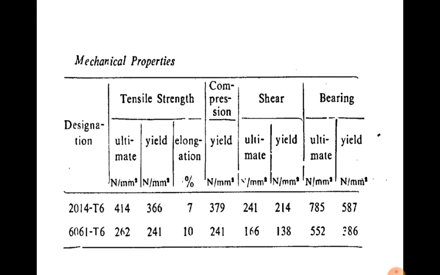And coming to the mechanical properties like the tensile strength, the compressive strength, shear and bearing, we see that the ultimate tensile strength is around 414 Newton per mm square, and yield strength is 366 Newton per mm square for 2014, and compressive strength is around 379 Newton per mm square, and then we have all the other strengths also. So it is comparatively lesser than that of steel, and 6061 still has lesser values.